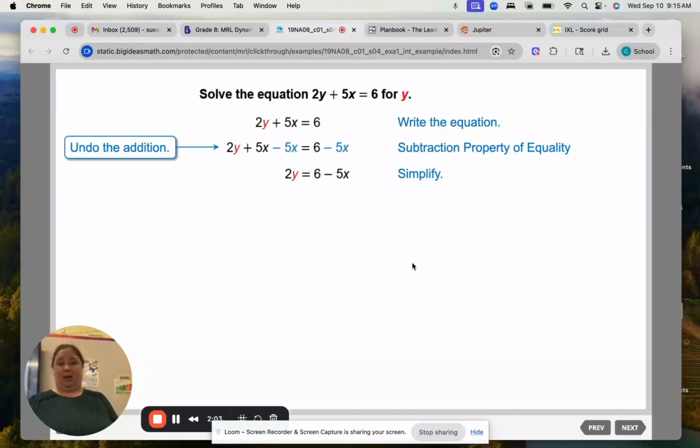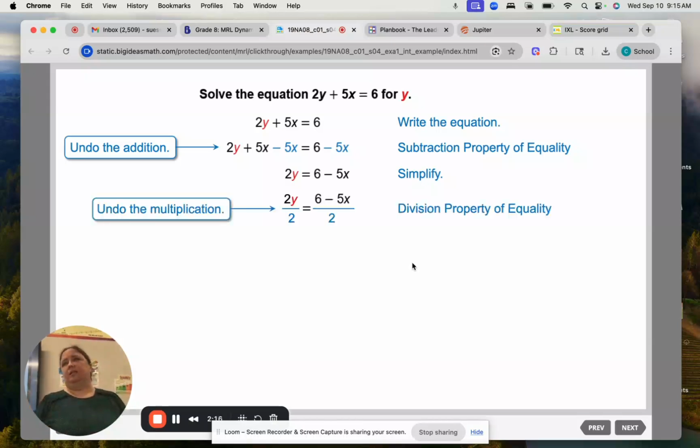All right, now is y by itself yet? No, it still has the 2. What is the 2 doing with the y technically right now? Multiplying. So what's the opposite of multiplication? We're going to divide by 2. So you divide by 2 on the left, and you divide every term on the right-hand side by 2. So the 6 will be divided by 2, and the 5 will be divided by 2. So it goes to everything over there.